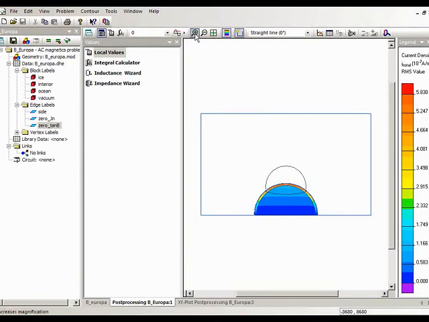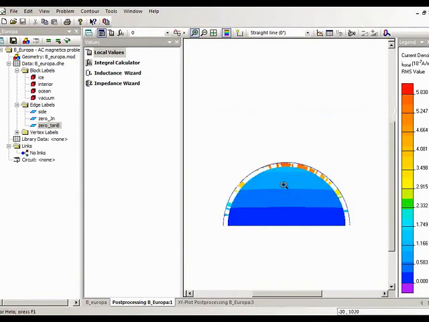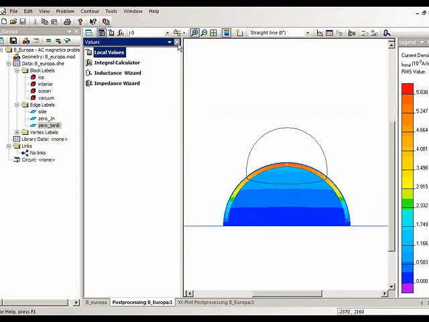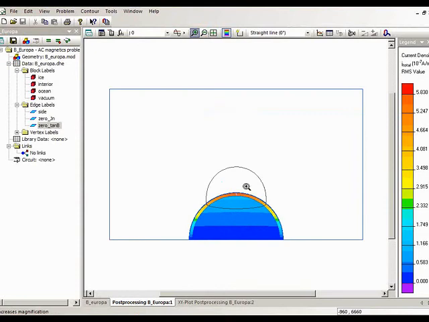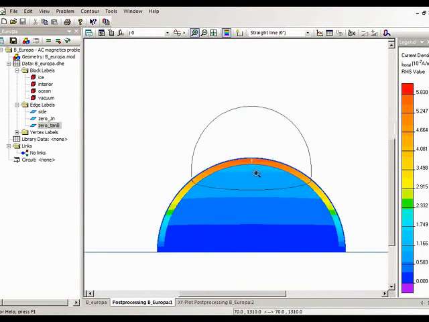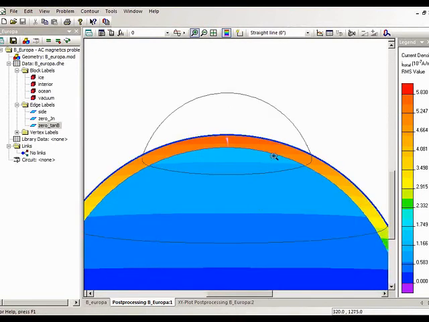Okay, let's zoom in here a little bit. Remove this. So this would represent the magnetic field that's just due to the induced currents flowing in Europa, since we're looking at 90 degrees out of phase with the Jovian field.